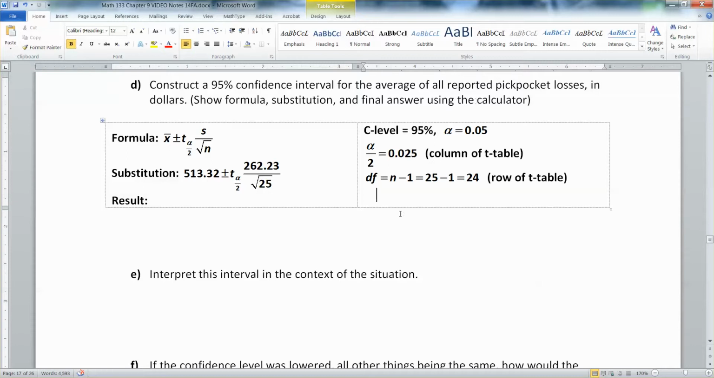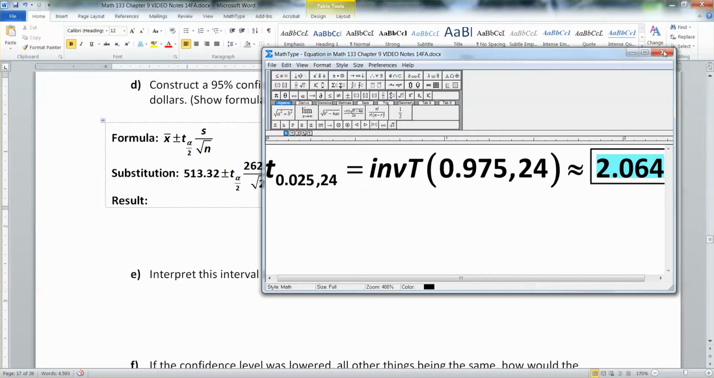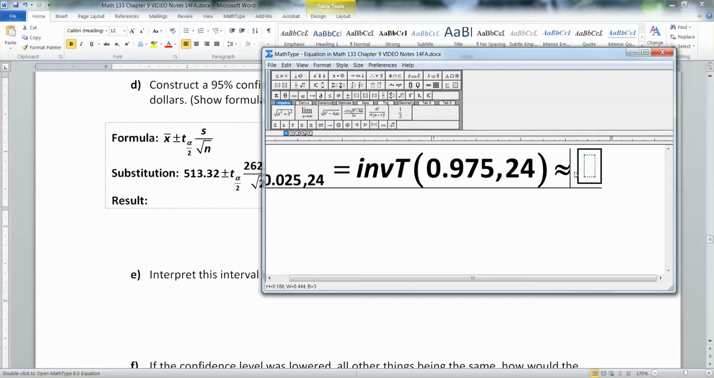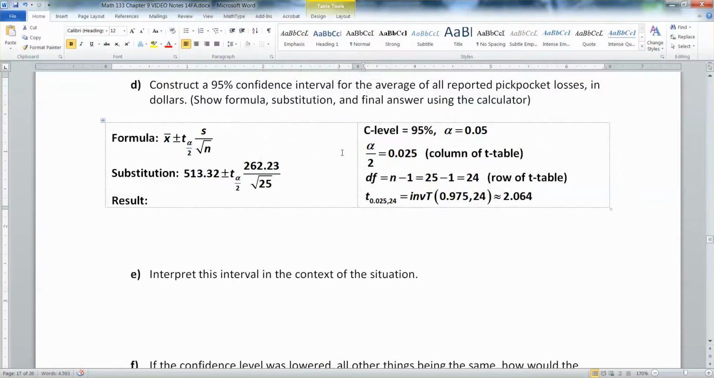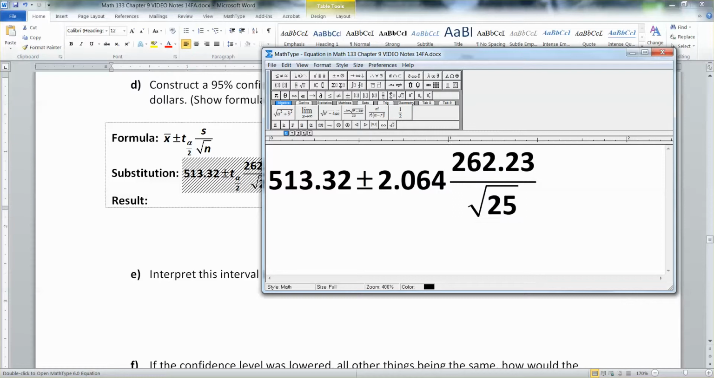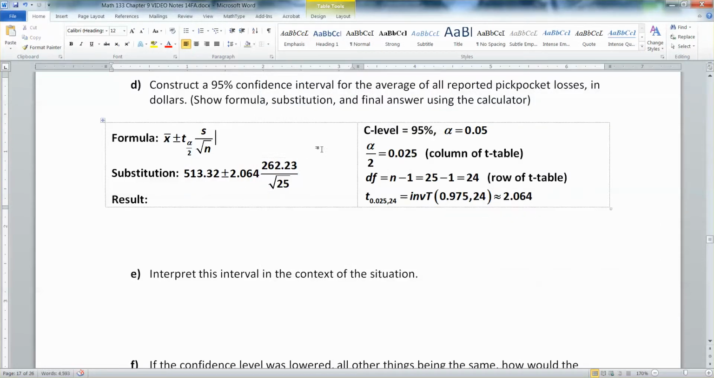Okay, so that means that t is 2.064. Right, oops, I don't want to box that technically because that's not an answer. That's just an aside. So that tells me that I need to put 2.064 in here. Okay, this is kind of side work over here.